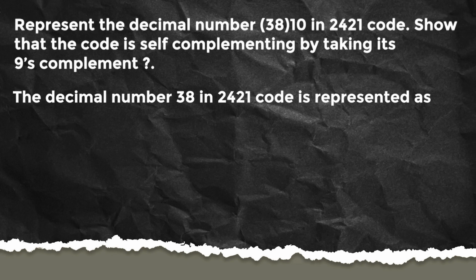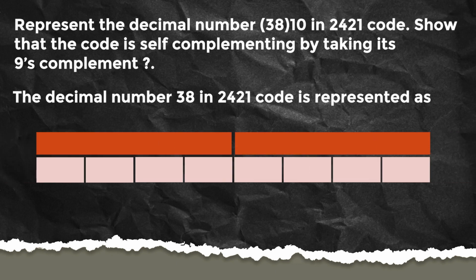The decimal number 38 in 2421 code is represented as, you can see in the table, the first row indicates the decimal number 38 and the second row indicates the representation of the decimal number 38 in 2421 code. So we can see that the decimal 8 is represented as 1110. If you add it up, you will get 8. Similarly, the decimal number 3 is represented as 0011.